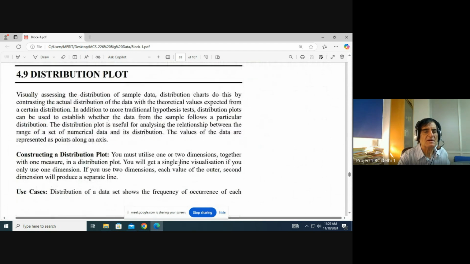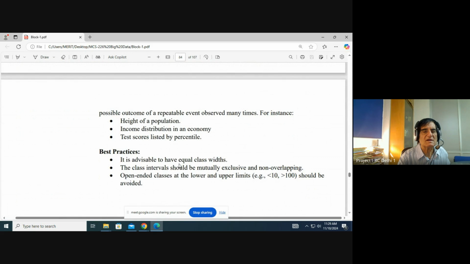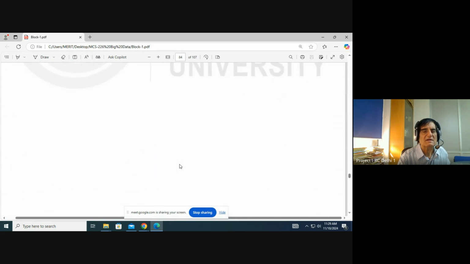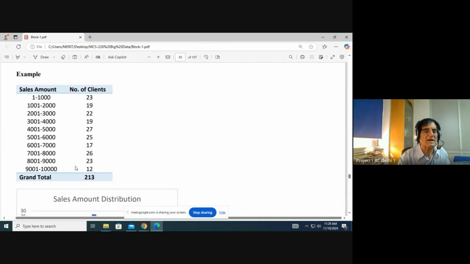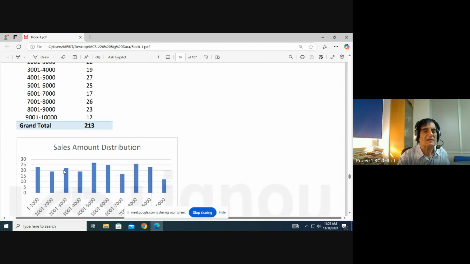Distribution plot. This is a best practice. ये देखिए 1 to 1000 and 9000 to 10,000, 9001 to 10,000. These are the sales amount of distribution. So these are the chart.